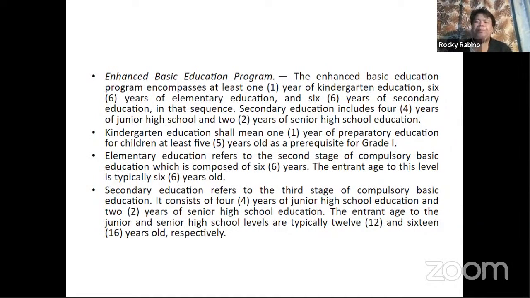So, elementary education refers to the second stage of compulsory basic education, which is composed of 6 years. The entrance age to the level is typically 6 years old, for grade 1. Secondary education refers to the third stage of compulsory basic education. It consists of 4 years of junior high school education and 2 years of the senior high school education. The entrant age for the junior and senior high school, 12 to 16 years old respectively.